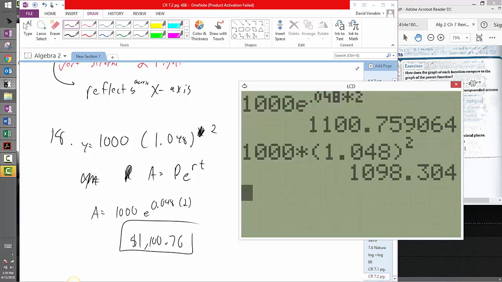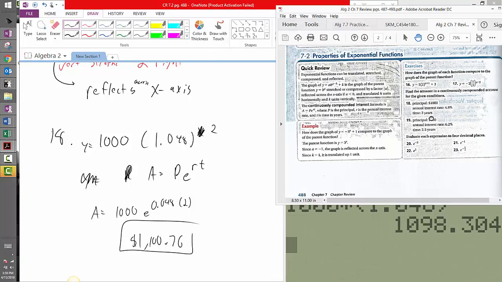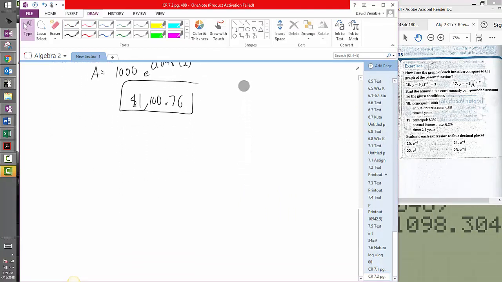All right, next I'm going to do 18. Okay, so for number 18, we do the same thing. We compound it continuously. Again, I'm not doing the amount is the initial amount times 1 plus r raised to the t. That's if you compound it just once a year. Continuously compounded, you're going to use PERT, P-E to the R-T.